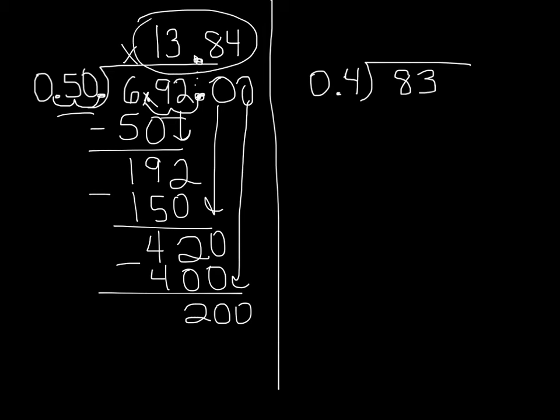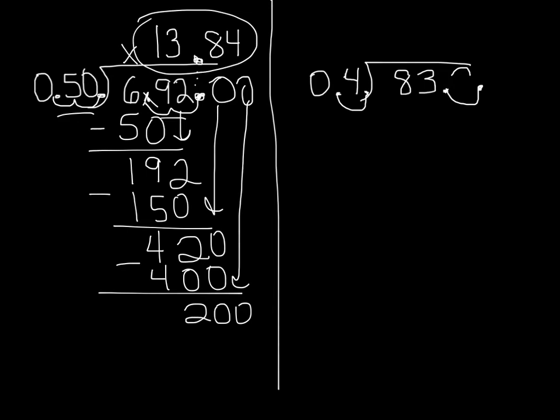Now let's look at this one over here. So I'm dividing by 4 tenths, and I want to eliminate that decimal. So I'm going to move the decimal point 1 spot to the right. So now I need to move the decimal point in the dividend 1 spot to the right. So there's a decimal point right here. Every number has a decimal point at the end. We just don't always write it. So now I'm going to take this decimal point and move it 1 spot to the right. So now my decimal point is here.